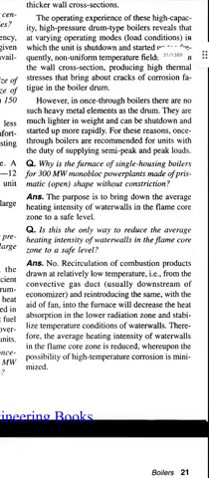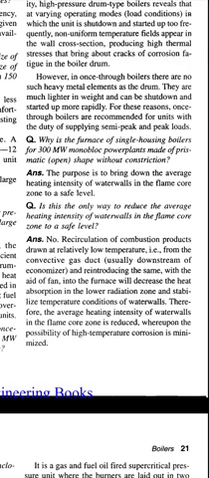The next question. Why is the furnace of single housing boilers for 300 megawatt monoblock power plants made of prismatic open shape without constriction? Answer. The purpose is to bring down the average heating intensity of water walls in the flame core zone to a safe level. Question. Is this the only way to reduce the average heating intensity of water walls in the flame core zone to a safe level?